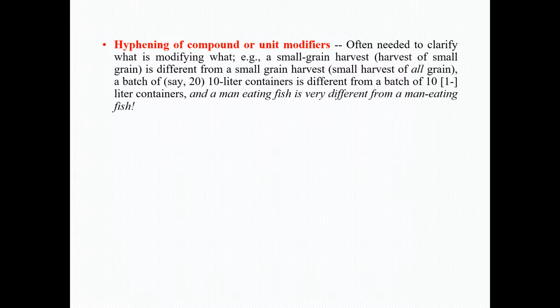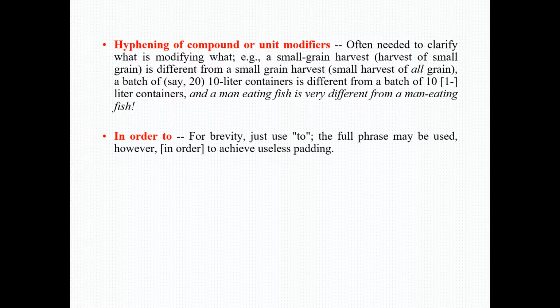Hyphenating compound or unit modifiers is often needed to clarify what is modifying what. For example, a smaller-grain harvest, a harvest of small grain, is different from a small grain harvest because small refers to the harvest of all grains. A batch of say 20 liter containers is different from a batch of 10-liter containers, and a man-eating fish is very different from a man eating fish. Another two: for brevity, just use two. The full phrase may be used, however, in order to achieve useful pairing.